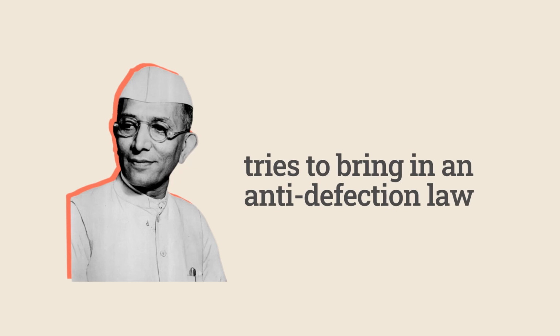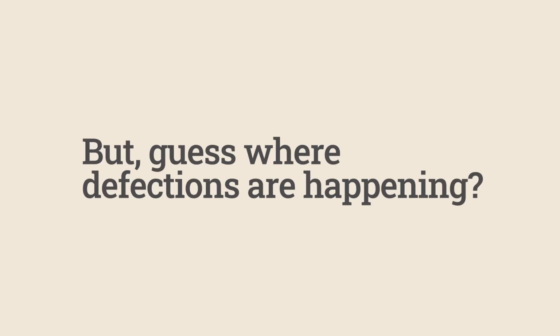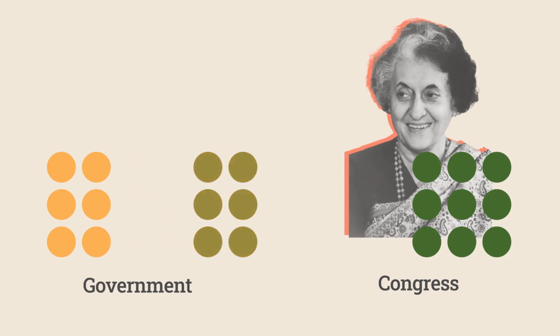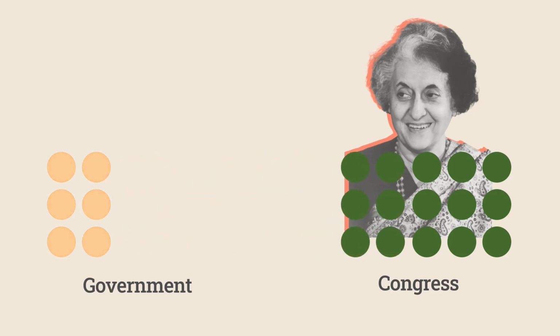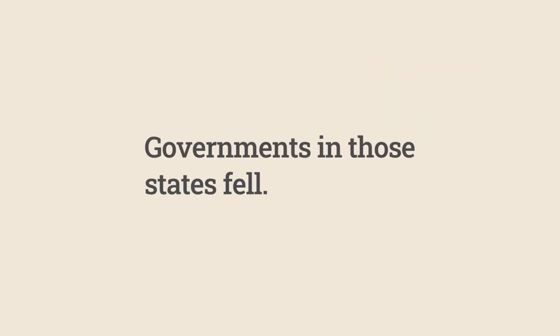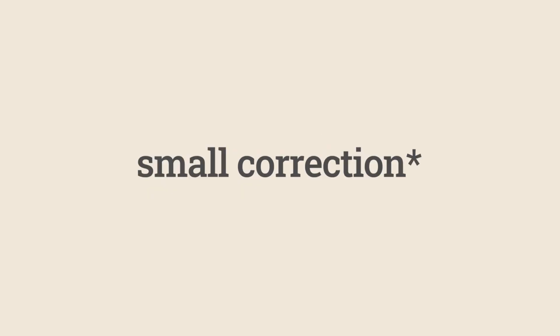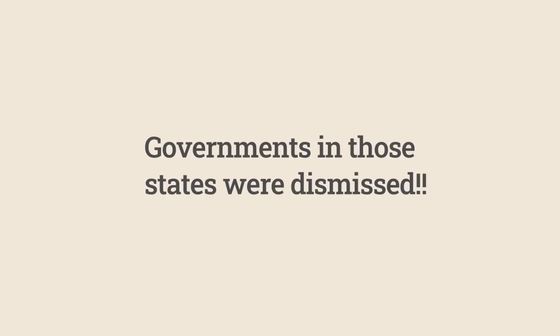After the emergency, the Morarji Desai government tries to bring in an anti-defection law, but it leads to nowhere. But guess where defections are happening? Everywhere. Indira Gandhi and the Congress engineered mass defections in various state governments, and governments in those states fell. Sorry, small correction. She dismissed these state governments.